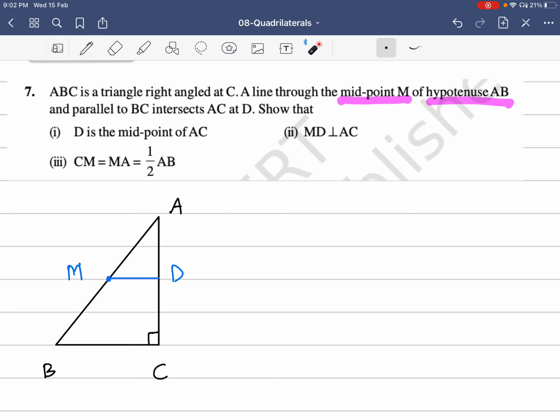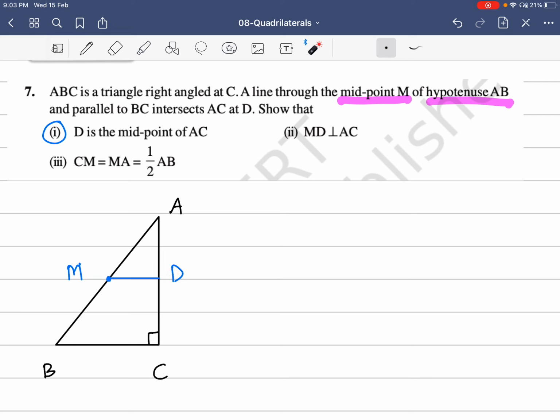First of all, the triangle ABC was given to us, right angled at point C. Then we took the midpoint M of the hypotenuse AB, and we constructed a line parallel to the third side BC, and this line will touch the line AC at point D. Now show that, and there are three things to show. Let's go step by step. Let's focus on the first thing. Show that D is the midpoint of AC.